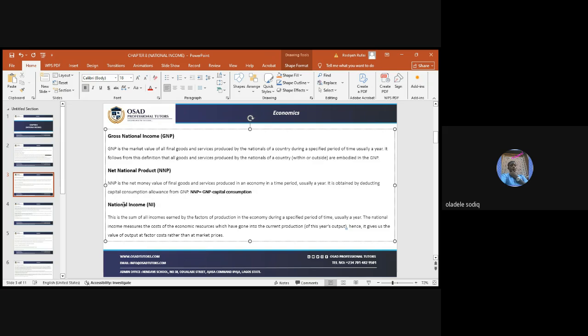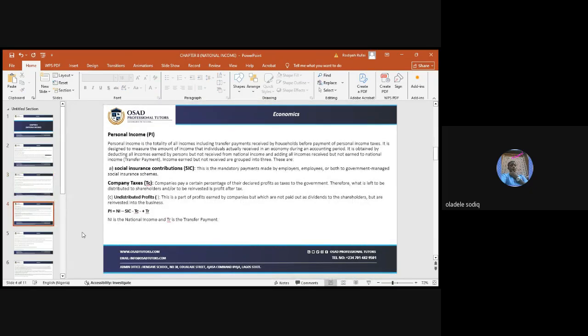So another concept again is national income, that is NI. This is the sum of all incomes earned by the factors of production in the economy during a specified period of time, usually a year. The national income measures the cost of the economic resources which have gone into the current production of this year's output. It gives us the value of output at factor cost rather than at market price. Factor cost means the cost of what? Factors of production. So that is for national income.